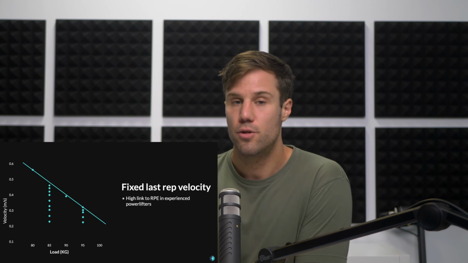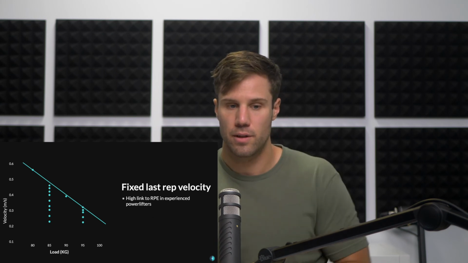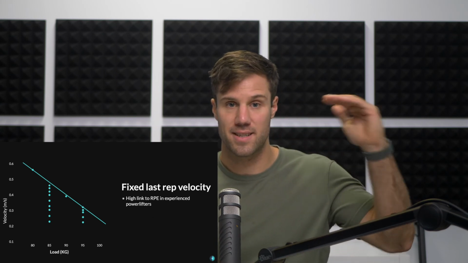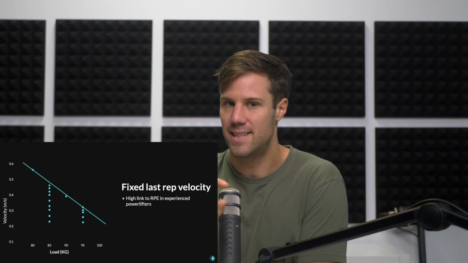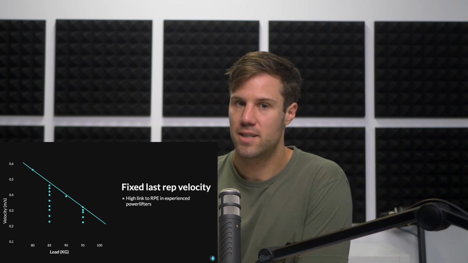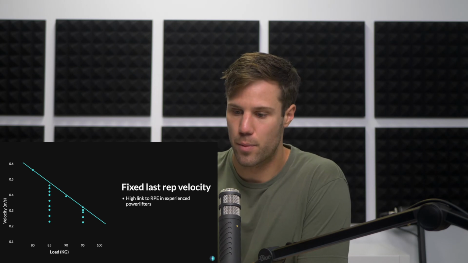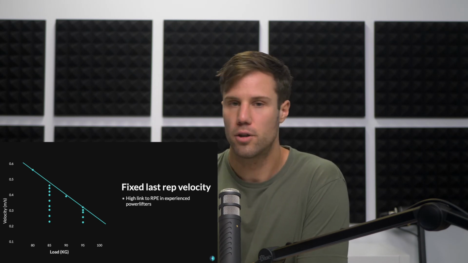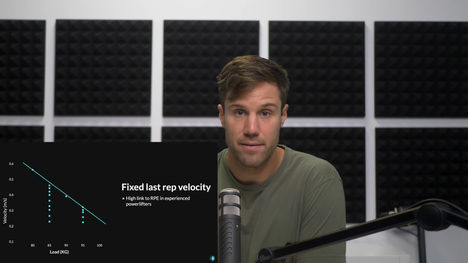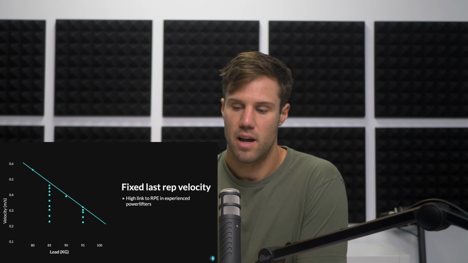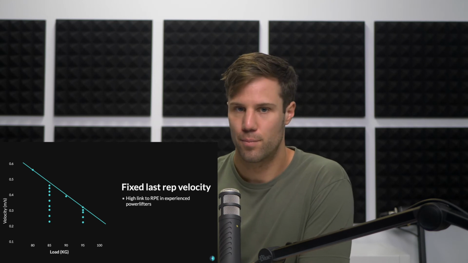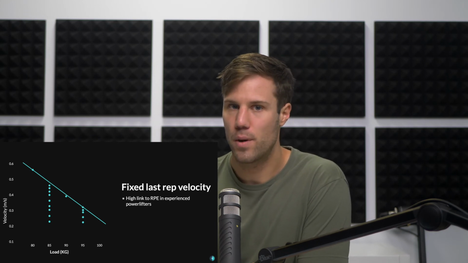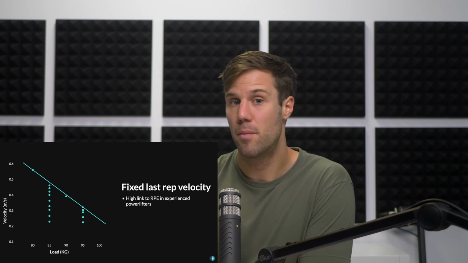So the other option here is to use a fixed last rep velocity. So instead of looking at percentage decline from the start of the rep to the end of the set, we can set the last rep velocity based on how close we want to get to our point of failure. So in this graph here, we've got a load velocity profile, but we've also got two maximum effort sets, one at 85 kilos and one at 95 kilos. And what you'll see is the last blue dot on both of those sets is about 0.25 meters per second, which is our minimum velocity threshold.